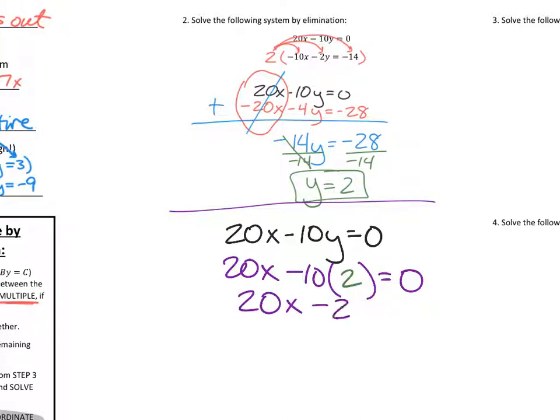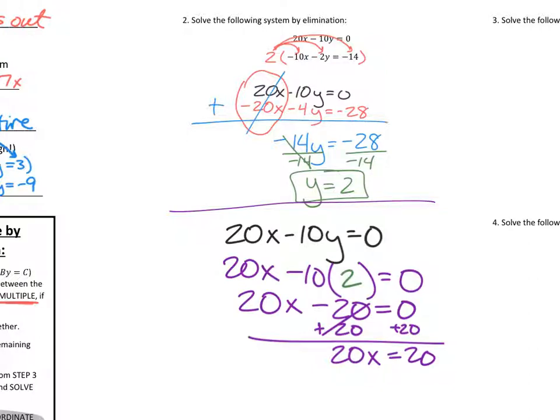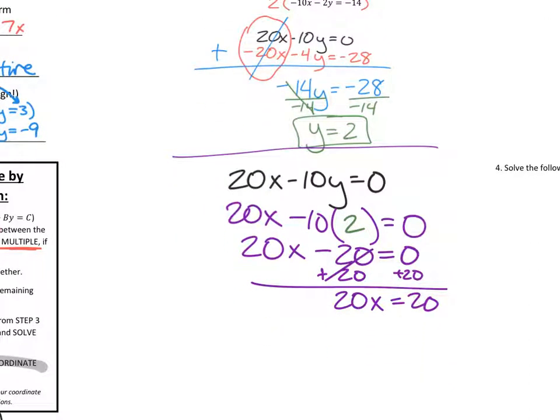Negative 10 times 2 is negative 20, which is a true equation. And now we have to solve for x. You can either use the box method or inverse operations. Box method is a lot more work in this case, because we're just going to add 20 to both sides. This would be 20x equal to 20. Divide by 20 on both sides. So x would be equal to 1. 20 over 20 is 1. It reduces to 1.